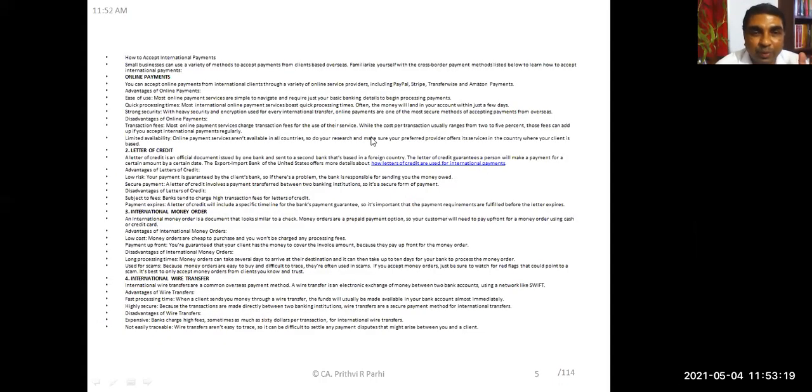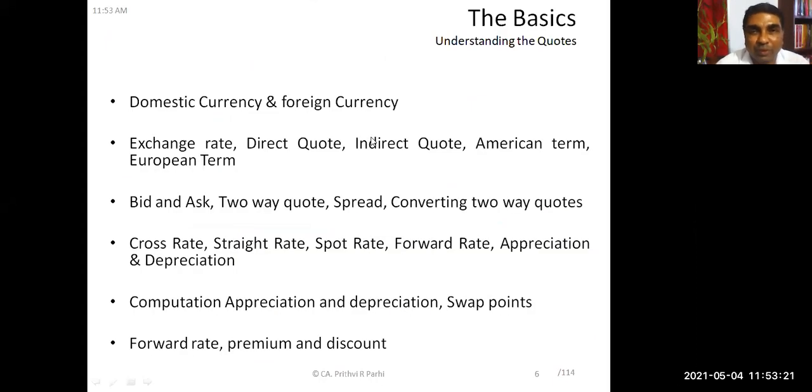But before knowing these methods, what we are going to understand is the basics of converting international quotes. Only when we understand the quote will we be able to convert one currency into another currency. So we'll be understanding what is domestic currency, what is foreign currency first. Then what is exchange rate, direct quote, indirect quote, American term, European term, bid rate, ask rate, two-way quote, spread, all these things, and conversion methods we'll be learning.